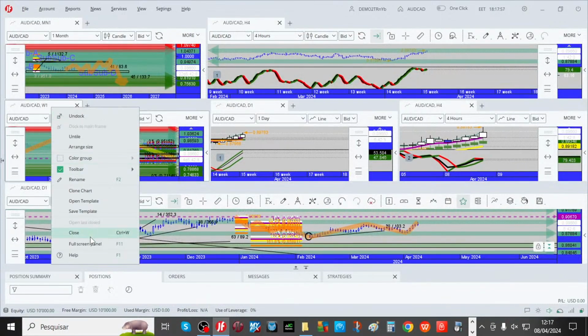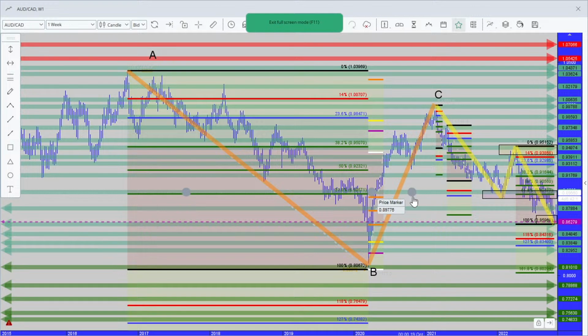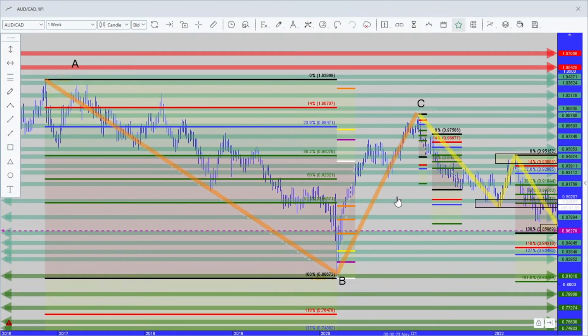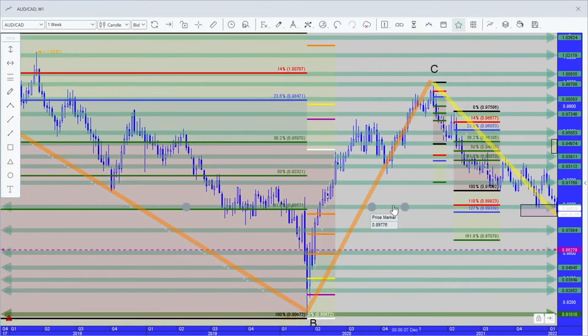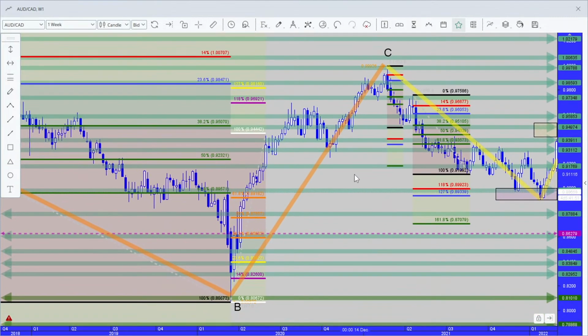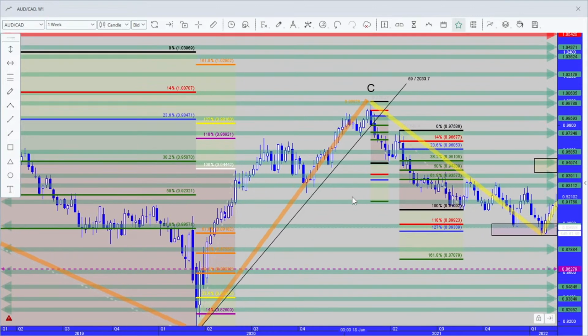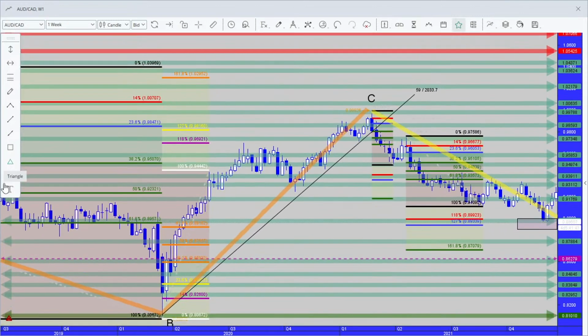AUD weekly chart, great retracement, and our entry was up in here. This was the ideal entry, right? Up in here.